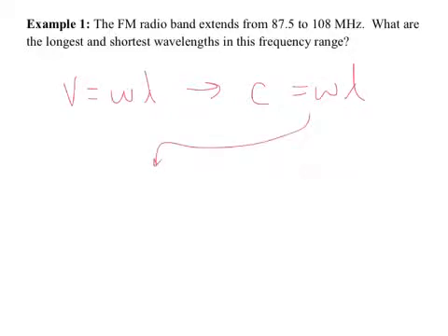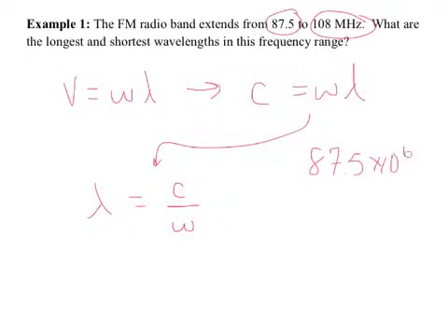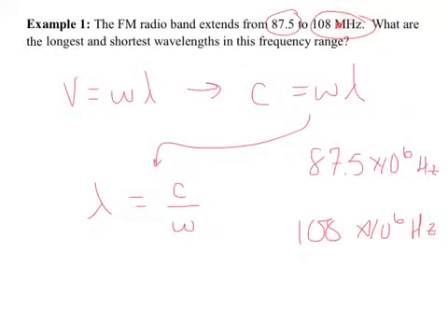And now we're trying to figure out the longest and shortest wavelengths. Let's solve for lambda. It becomes c over f. Now I have 2 conditions. This is my first frequency, this is my second frequency. And these values we have to consider are 87.5 times 10 to the 6 hertz, and the second one is 108 times 10 to the 6 hertz, again, because of this mega. Mega means times 10 to the 6. So this is the minimum frequency, and this is the maximum frequency we're looking at in the range.